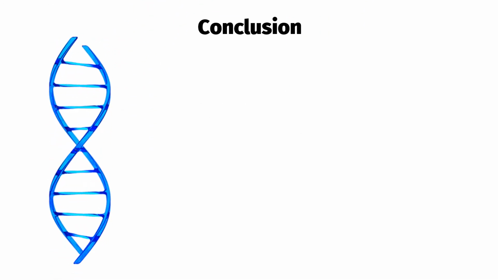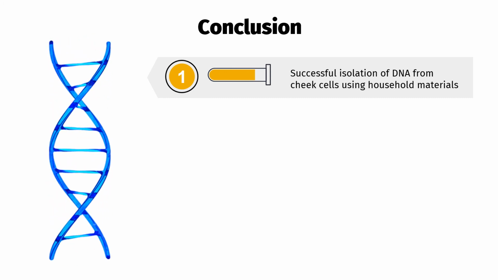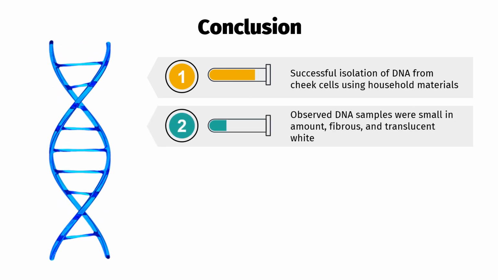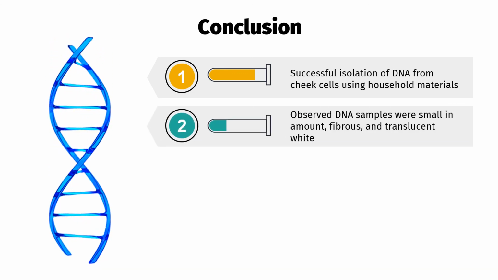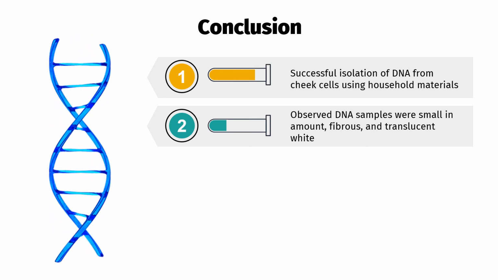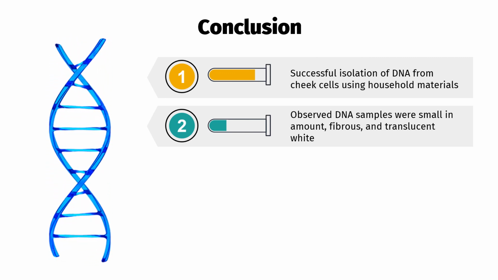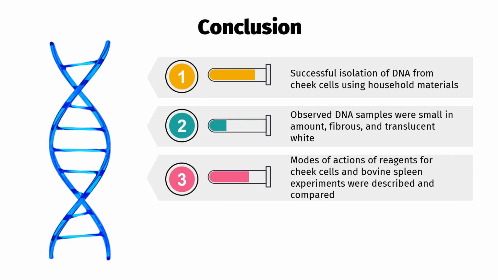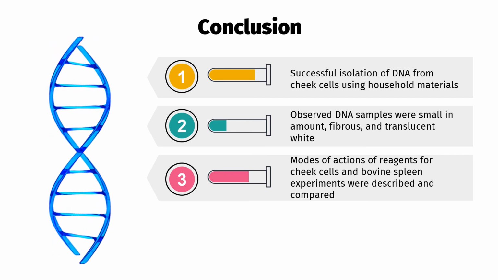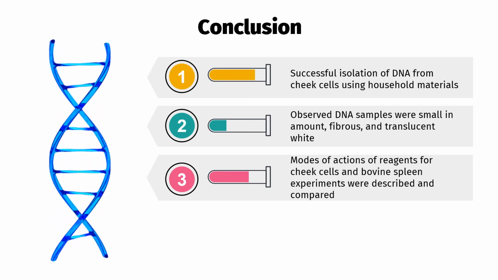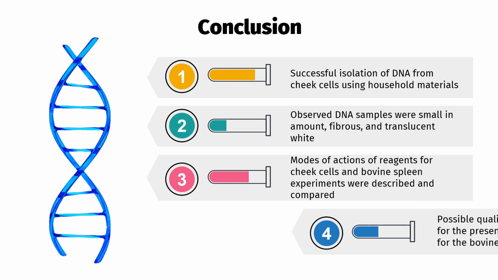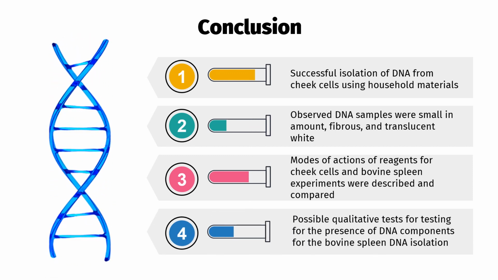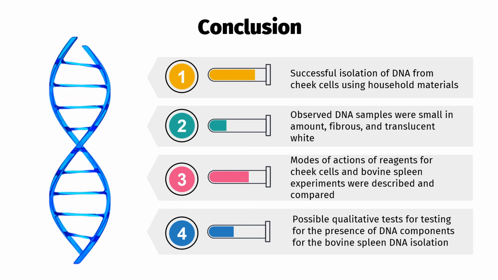In conclusion, DNA was successfully isolated from cheek cells using household materials. The isolated DNA samples were observed to be small in amount and to have a fibrous, translucent white appearance upon precipitation in ethanol or isopropyl alcohol. The mode of action of the reagents for the DNA isolation from bovine spleen was compared with those of DNA isolation from cheek cells. Possible qualitative tests to determine the presence of reducing sugars, deoxyribose, purines, and phosphates have also been described.